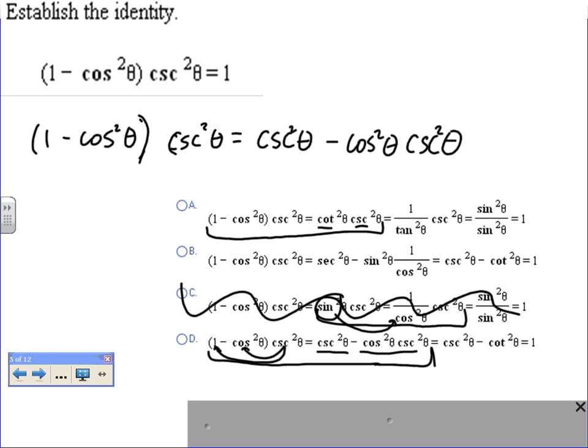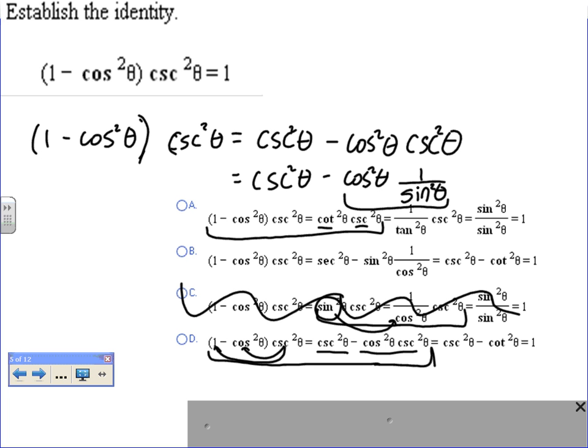So what I'm going to actually do here is take this and multiply this out. But to multiply it out, I'm going to change cosecant squared to 1 over sine squared. And so you'll see where this is headed when you actually see this written out. So if we get cosecant squared theta minus cosine squared theta, and there again, I'm going to change this to 1 over sine squared theta. And now if we multiply that out, cosine squared theta times 1 over sine squared theta would give me cosine squared over sine squared.